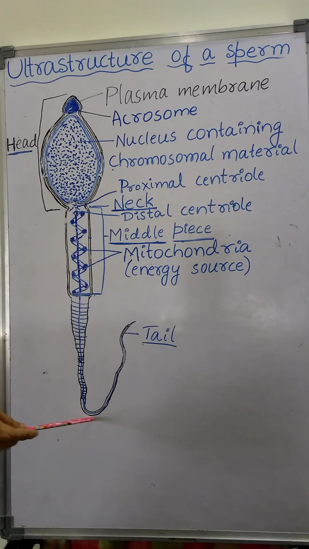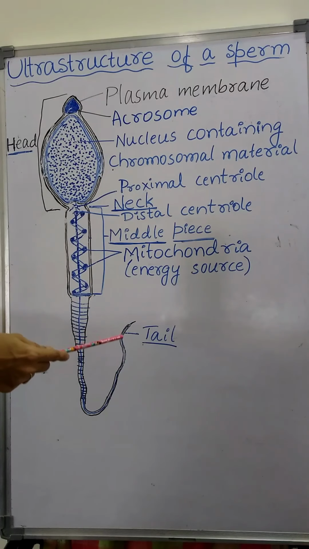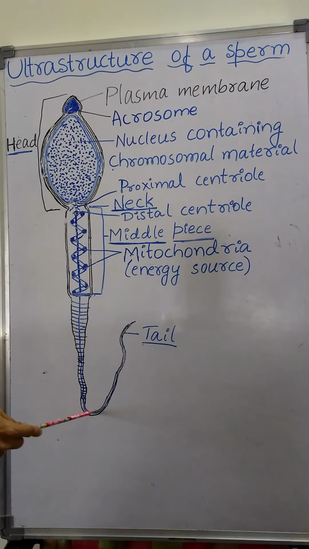The end piece is the last part of the sperm tail and contains the axial filament. The vibratile nature of the tail is responsible for the motility of the sperm. This is about the structure of a sperm or male gamete. Thank you.